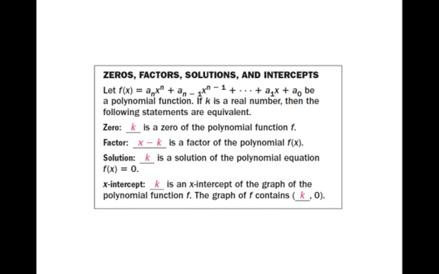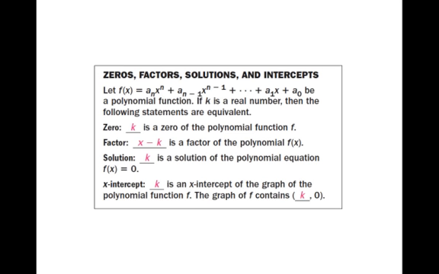Alright, zeros, factors, solutions, and intercepts. Let f of x be in standard form and be a polynomial function. If k is a real number, then the following statements are equivalent. So we're talking about real values of k. Zero: k is a zero of the polynomial function f. Factor: x minus k is a factor of the polynomial f of x. Solution: k is a solution of the polynomial equation f of x equals 0.